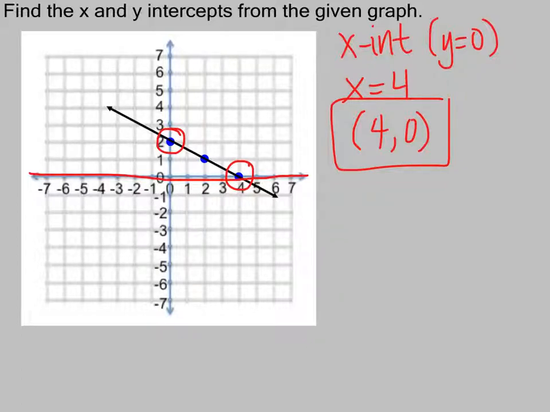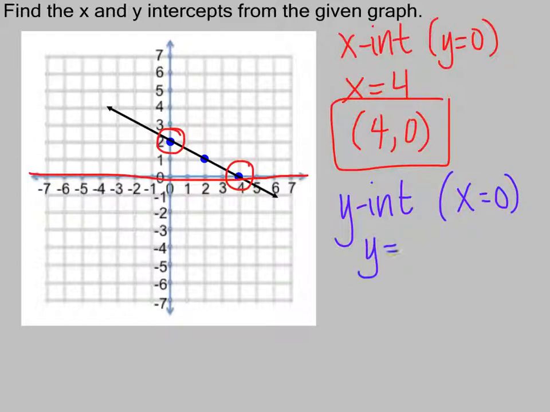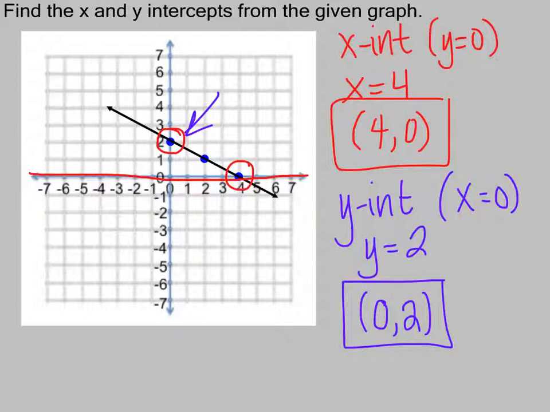My y-intercept will be the opposite. So for my y-intercept, where x is equal to 0, y is equal to +2. So that creates the ordered pair 0, 2. Notice for my y-intercept, my x value is nothing, but my y value is 2.